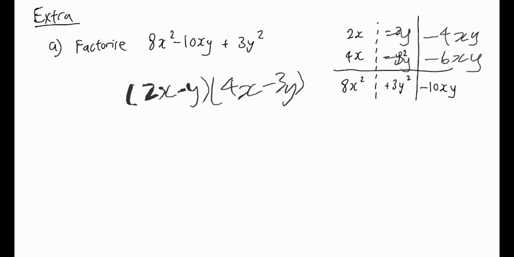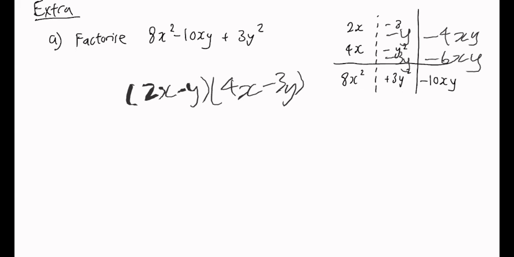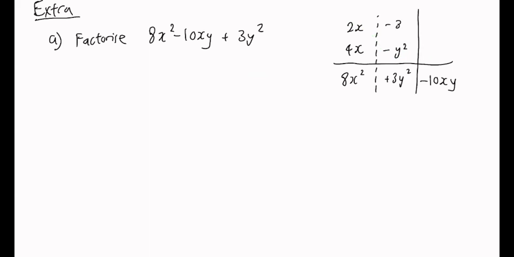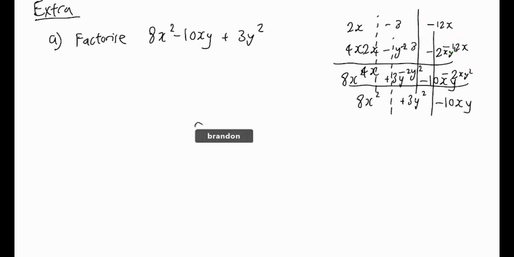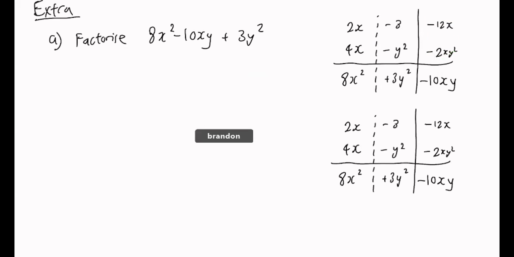But let's say you did this, what you want to check is 2x times -y squared is -2xy squared. Then the other option will be -3 times 4x, which is -12x. Then you add them together to see if it's -10xy. So in this case, it doesn't work. That's why you have to try the other option. Eventually, if you guess and check long enough, you will come to the conclusion that it should be -y and -3y.